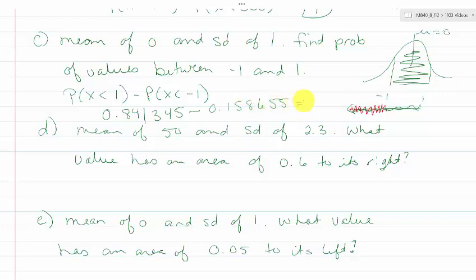And then you would subtract those two values, 0.841345 minus 0.158655, and we get 0.68269.